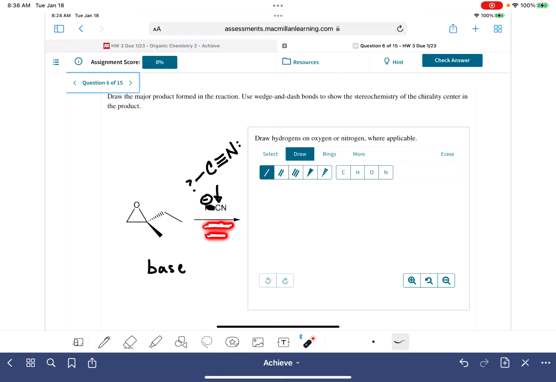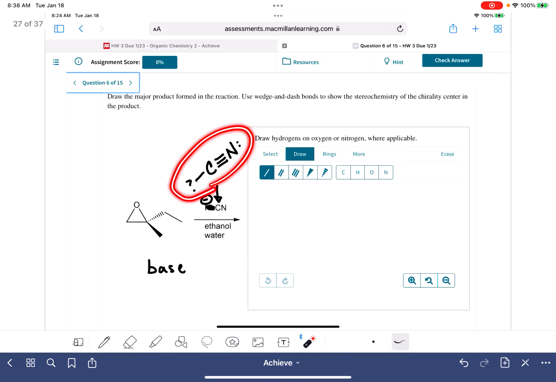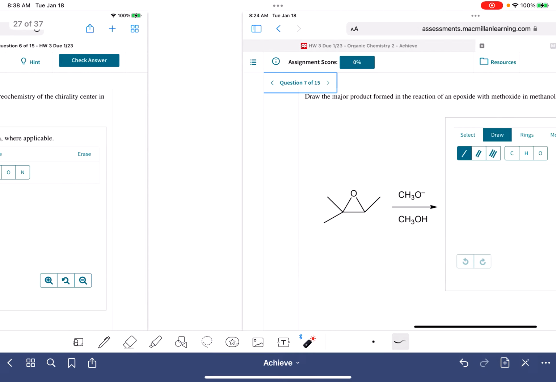So in terms of drawing the product of this reaction, if you're dealing with a base ring opening under basic conditions, you want to look up which carbon is going to be attacked in the epoxide, and then also what's going to happen to the stereochemistry, because you've got to show the stereochemistry in your product. And then also make sure you're getting that cyanide group drawn out with its triple bond.